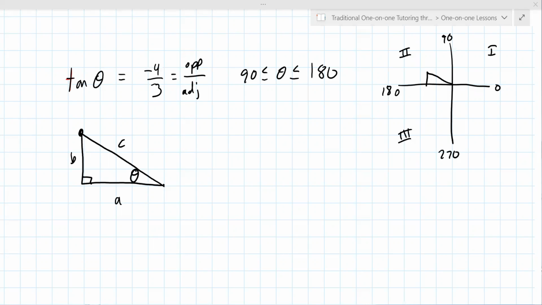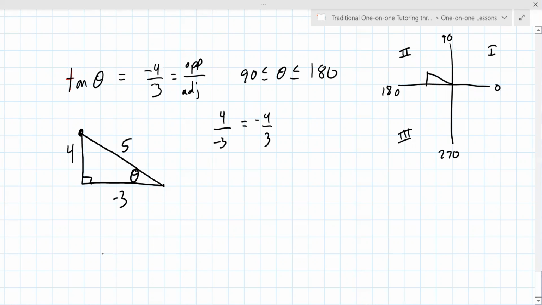You might think that B is -4, but the problem is you can't go negative to go up. So this is one of those a little bit deceptive. It's really this, because 4 over -3 simplifies to -4 over 3. All right, now what is the hypotenuse? 5. Okay, good.